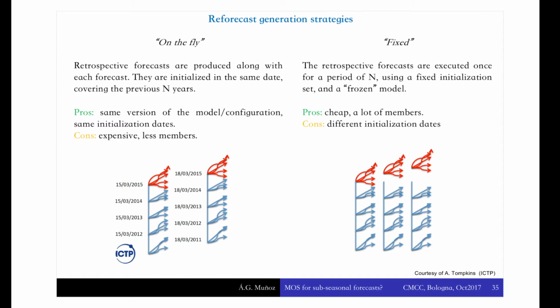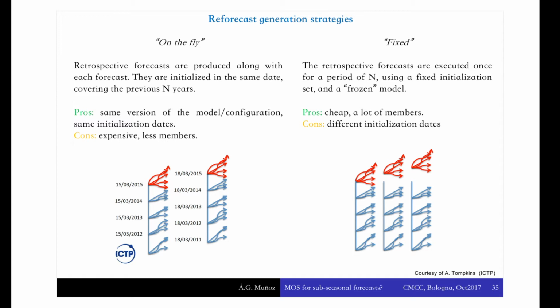On the other hand, fixed reforecasts were computed once by the producing center at some point in the past for a fixed set of dates using a frozen version of the climate model. Thus, they may not exactly coincide with the initialization dates of the forecasts we want to use, but have the advantage of normally having more ensemble members than the on-the-fly reforecasts.